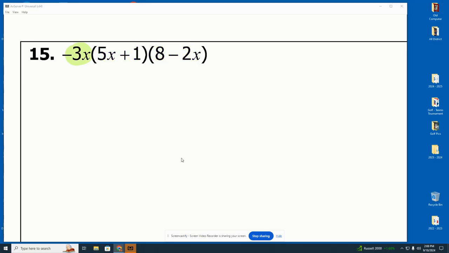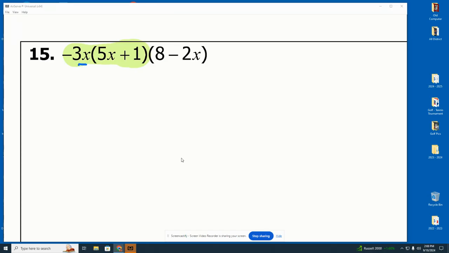So basically what we do is we multiply straight across. So for example, I'm going to take negative 3x and multiply it by 5x plus 1. And whenever I get that result, then I'll multiply that by the 8 minus 2x. So that result will multiply by that, and that will give me my final answer. So let's go ahead and do that.